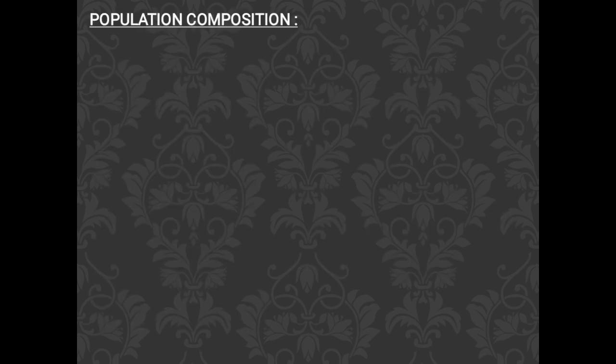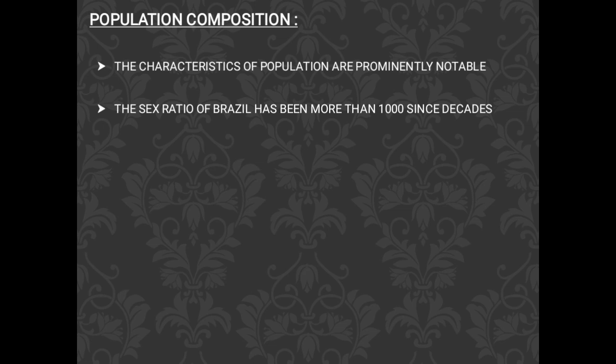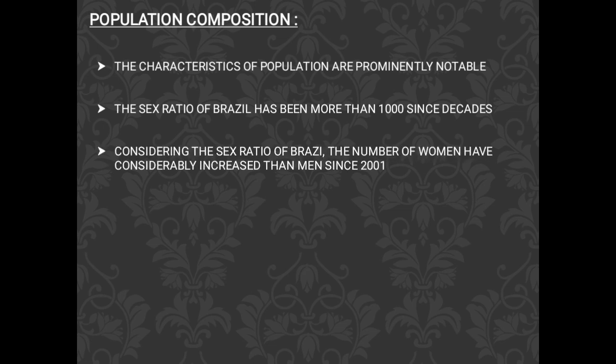Now we will study about the population composition. In that, we will be studying about sex ratio. With reference to both the countries, the characteristics of population are prominently notable. The sex ratio of Brazil has been more than 1,000 since decades. Considering the sex ratio of Brazil, the number of women has considerably increased compared to men since 2001. In India, men outnumber women.